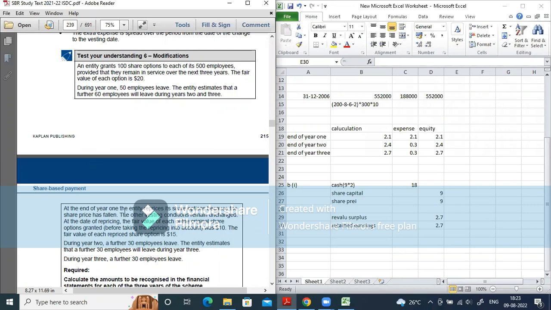At the end of year one, the entity reprices its share option because there is a fall in the share price. So the other vesting conditions remain unchanged. At the day of the repricing, the fair value of each of the original share options granted before taking the repricing into account was $10. The fair value of each repriced share option is 50.